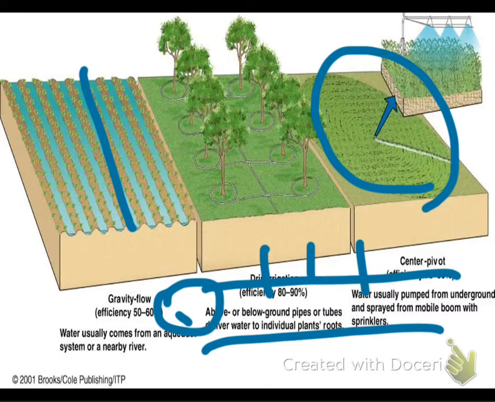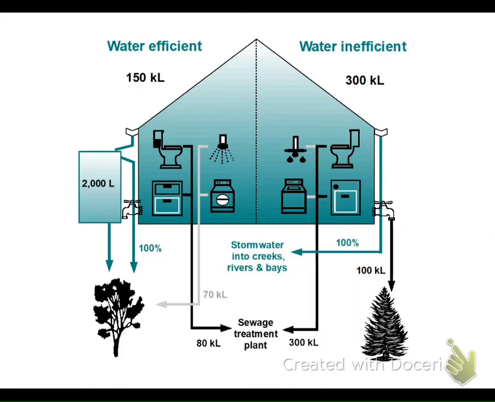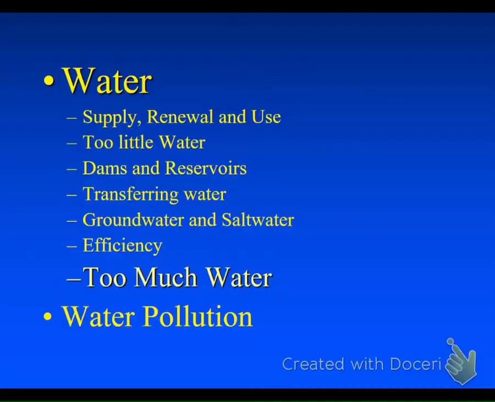Or you could put it underneath. If you did it in this field, you'd only have to run the line along there. You wouldn't have to put that much water into it because you're only giving it to the roots, not to the entire atmosphere. We can improve the efficiency of our homes by not wasting as much water.